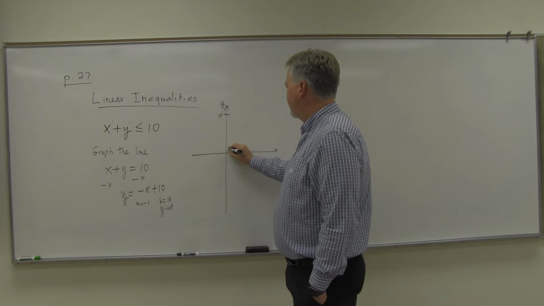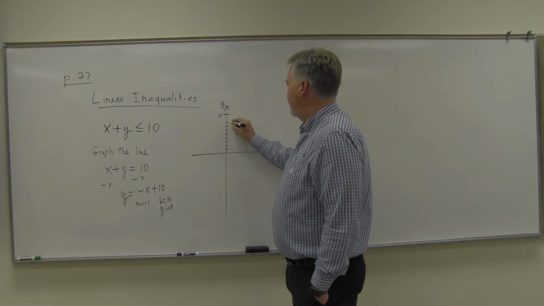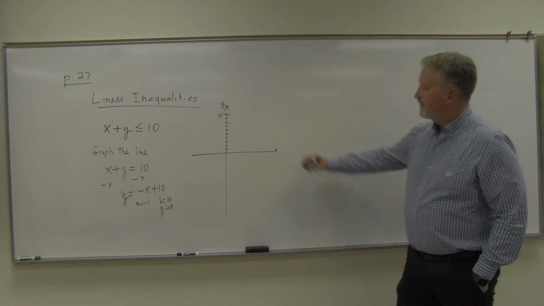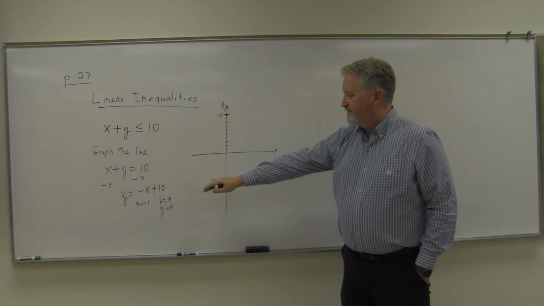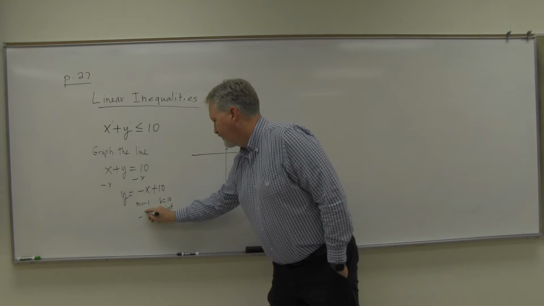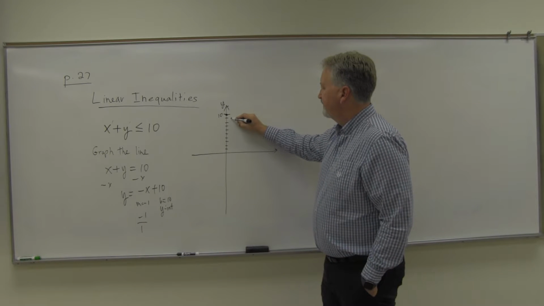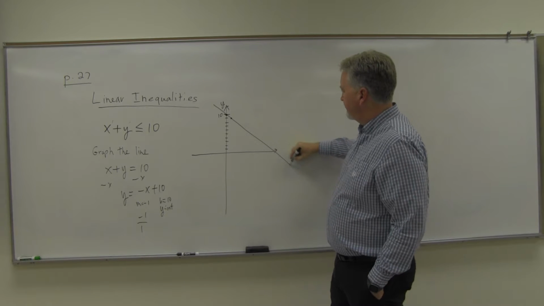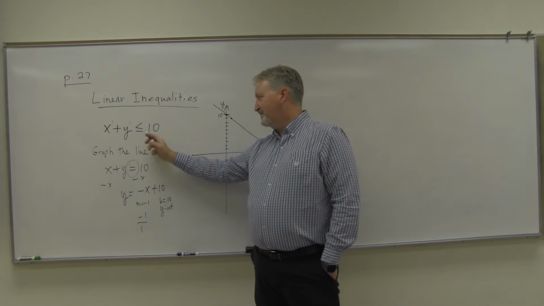I should have marked it off. 1, 2, 3, 4, 5, 6, 7, 8, 9, 10. Okay, I did pretty good. Y-intercept of 10. Then if we use the slope as -1, that means rise is -1, run is +1. So down 1, over 1. Ta-da, you've got your line. But that's just the equal to part.